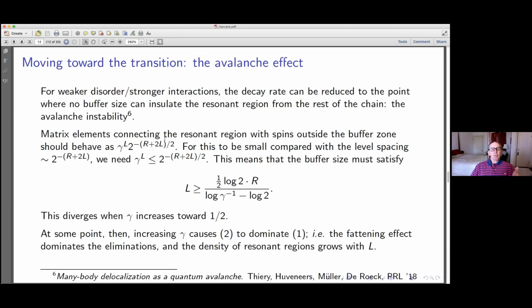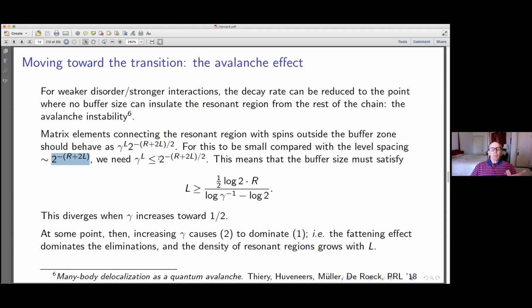If you want to talk about this quantitatively, you can estimate the size of matrix elements connecting the resonant region with spins outside the buffer zone. This is gamma to the L, as I mentioned, times a kinematic factor, the square root of the number of states in the Hilbert space for the region with the buffer zone. This has to be small compared with the level spacing, which is 2 to the minus the volume of this buffered region. For the perturbation theory to work out, we need gamma to the L smaller than 2 to the minus (R plus 2L) over 2.